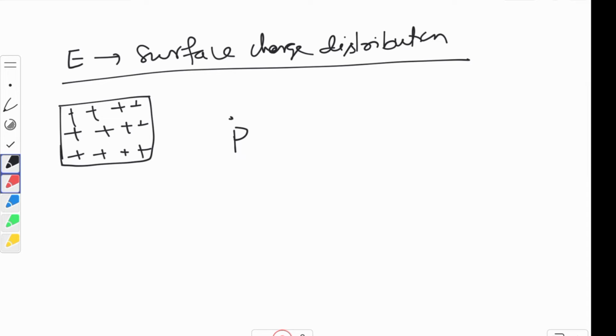Then what we have to do? We have to consider a small element, a small element S over here, or you can say ds. We'll take a small element ds, and it contains charge. This is the distance, you can say R.